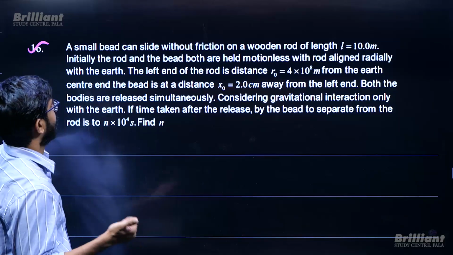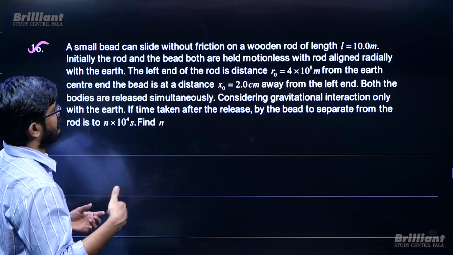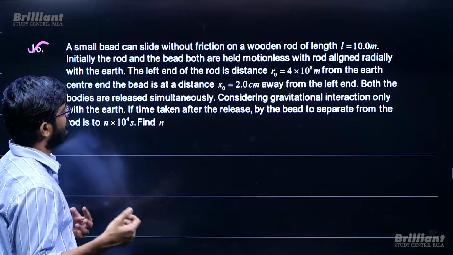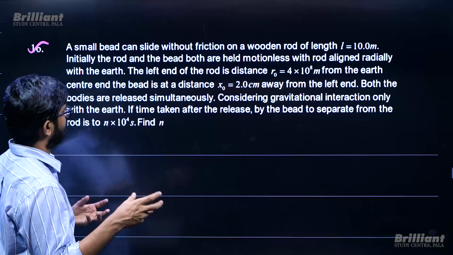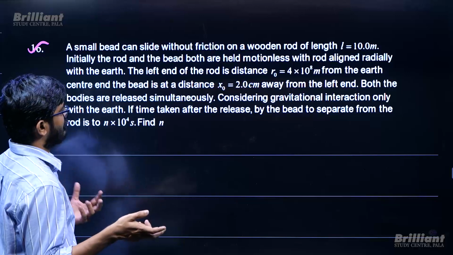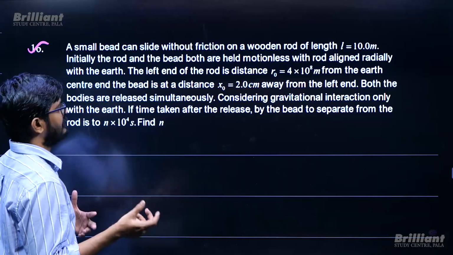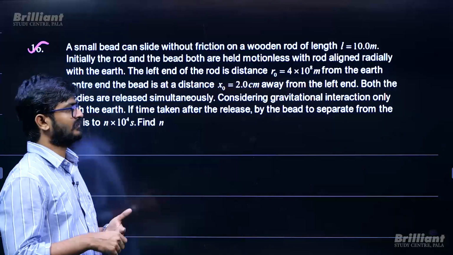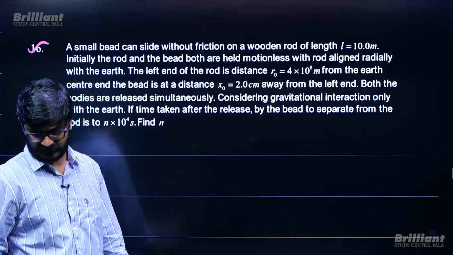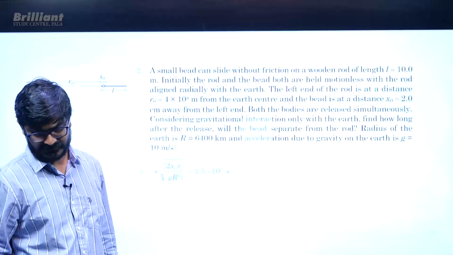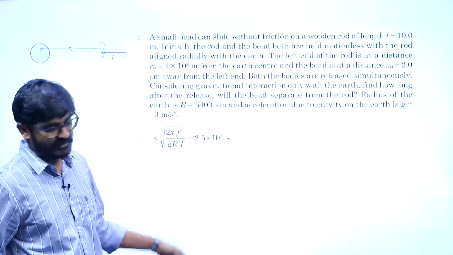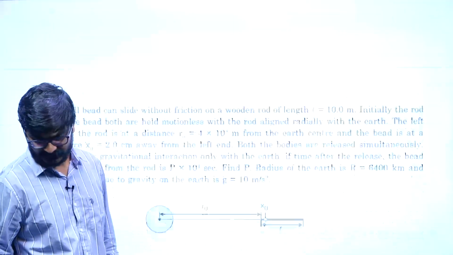A small bead can slide without friction on a wooden rod of length. Initially the rod and the bead both are held motionless. The left end of the rod is at a distance, okay. So basically they both will be having some acceleration, so you need to see the relative motion. I think this question was similar to a question which already came in one of your exams.